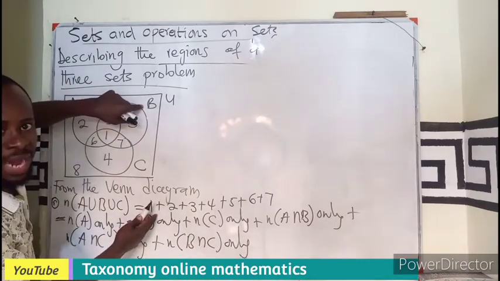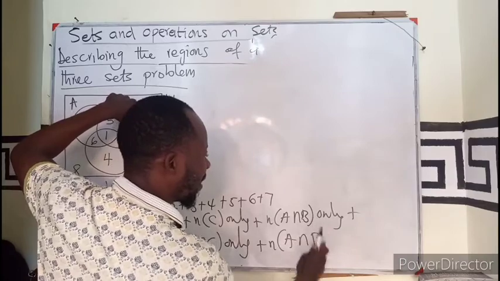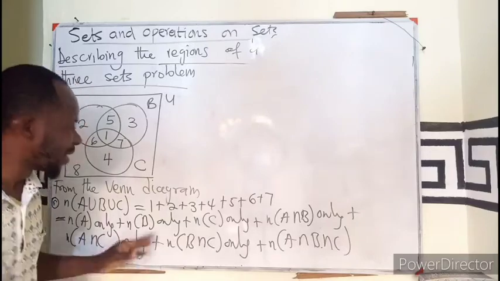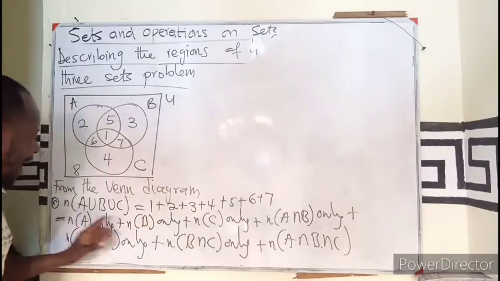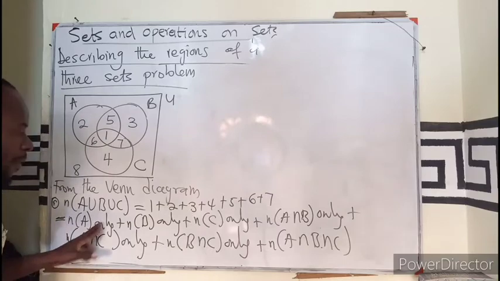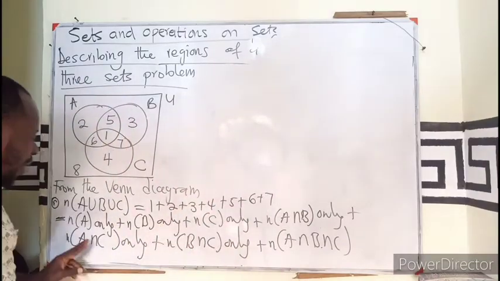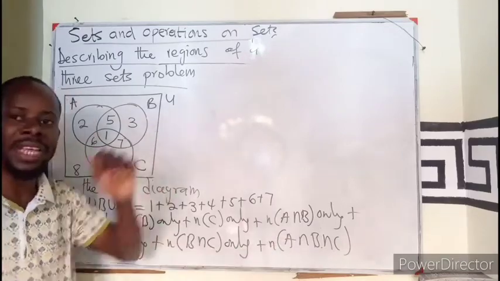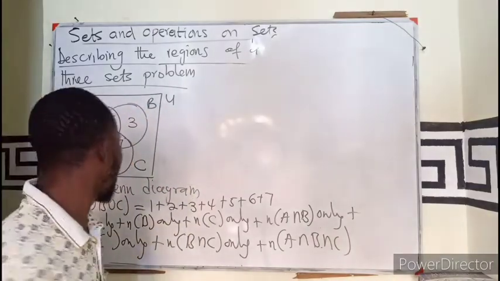only. Now let's come back to 1, which will be the number of A intersection B intersection C. If I add only, it will still be the same. So these are the regions. It means that if I have a question on the three set problem, I can decide to use this formula: the union of all three sets equals A only plus B only plus C only plus AB intersection only plus AC intersection only plus BC intersection only, and obviously plus the triple intersection. That is one formula we can use here.